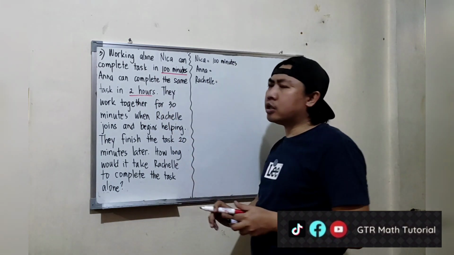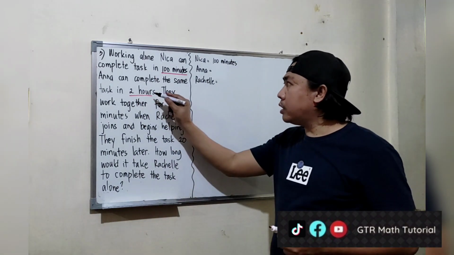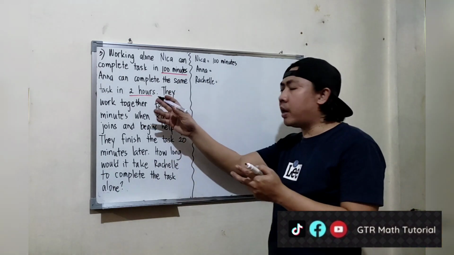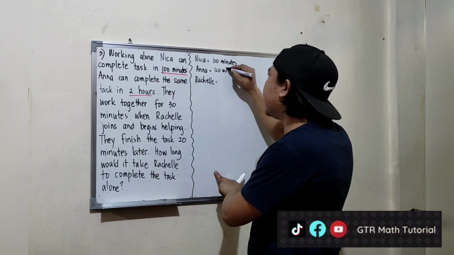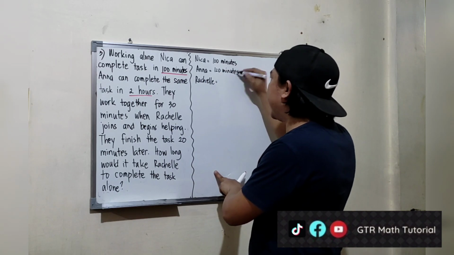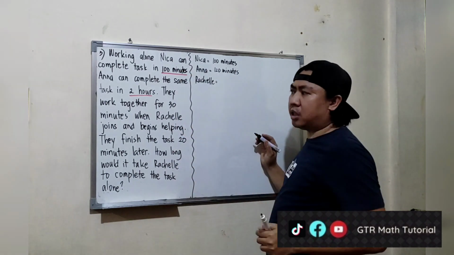Si Anna can complete the same task in 2 hours. So, kailangan pag nagso-solve ng ganitong problem, pare-parehas dapat ang units. So, 2 hours, so ilan ba yung minutes sa 2 hours? So, that is 120 minutes. So, minutes na lang ang gagamitin natin para pare-parehas. Parang mas mahirap pag ginawang hour kasi hindi eksakto yung 100 minutes.